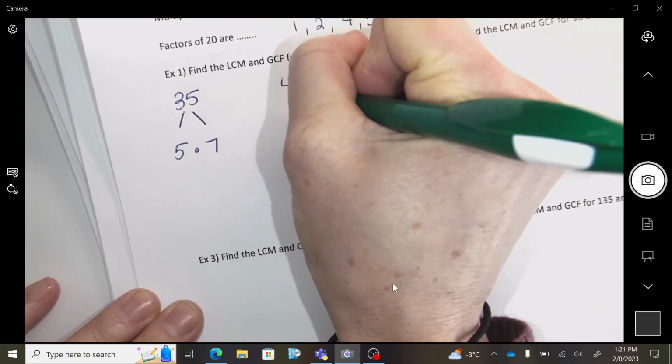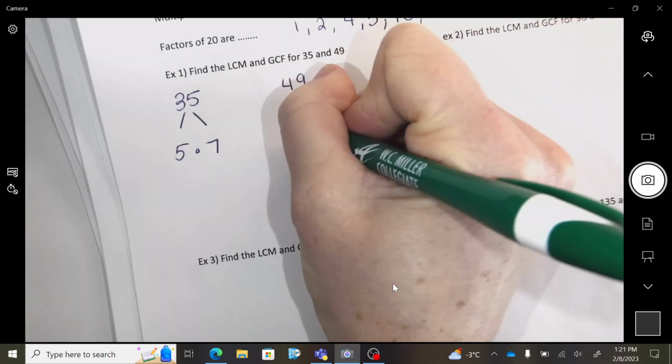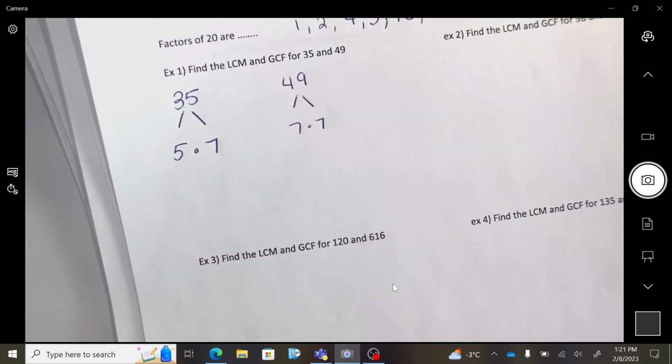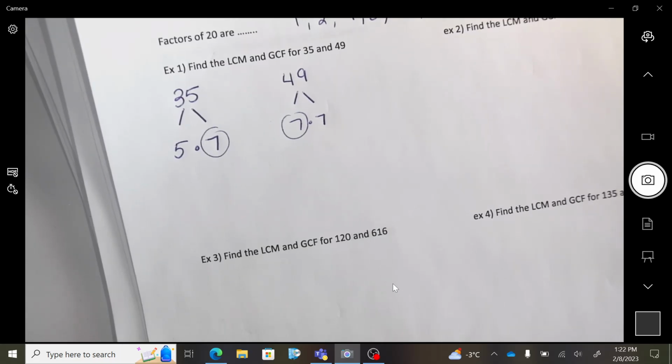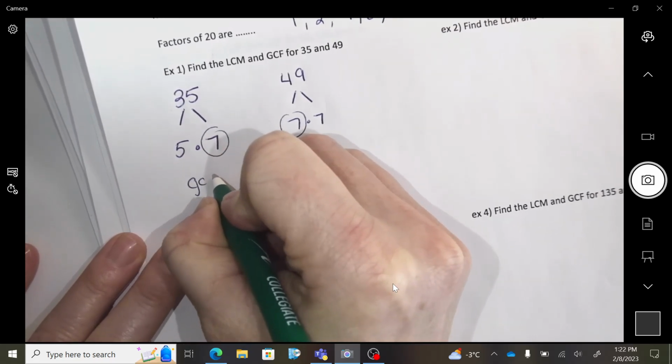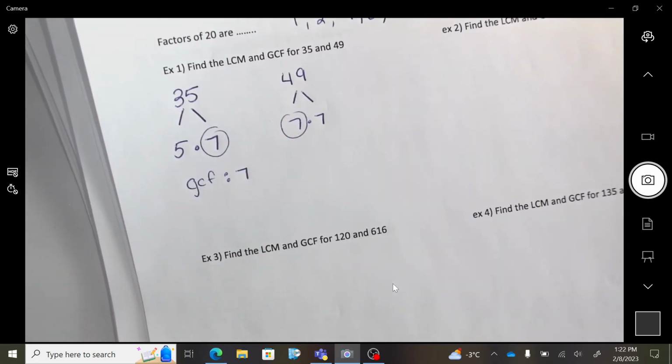Okay, so 49. What is the first prime number I can divide by? 2, 3, 5, 7, 11. Do you have any in that list? 7. 7 times 7. Okay, now we're going to circle anything that's common in each. Can you agree that they each have a 7? Yes. So, therefore, the greatest common factor is 7.